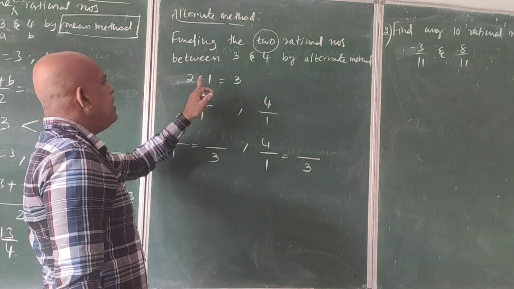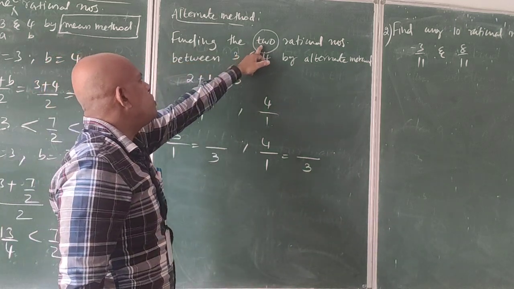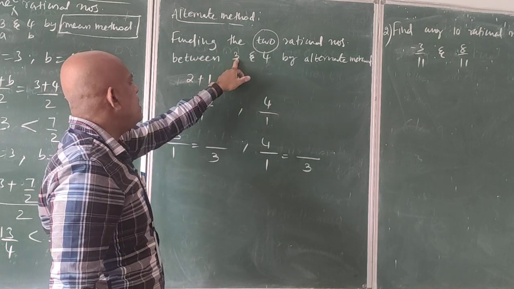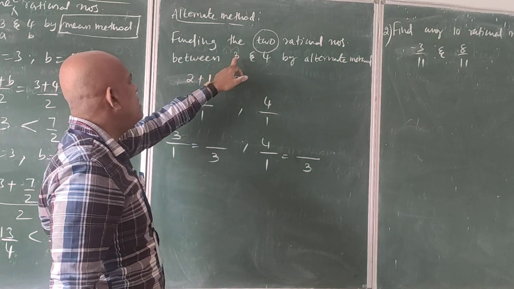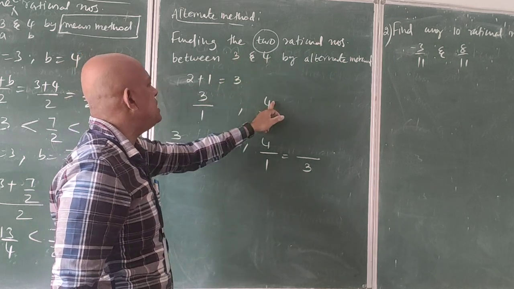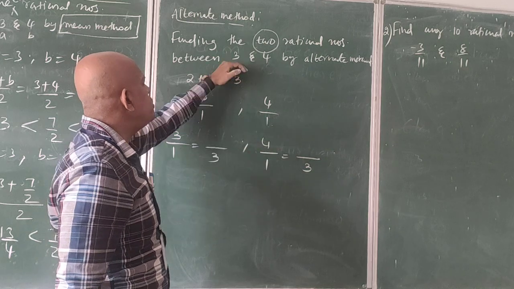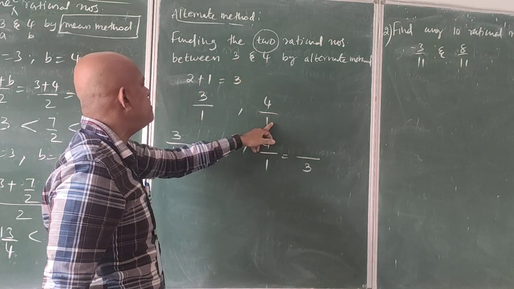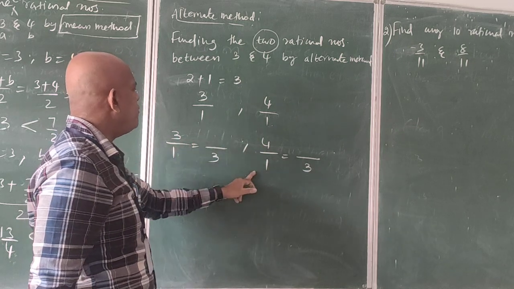So here again I will repeat. They ask for two rational numbers. 2 plus 1 is equal to 3. Keep it as is. The given numbers are 3 and 4. 3 is written as 3 by 1 and 4 is written as 4 by 1. Because there is no denominator for 3 and 4, we can write 3 by 1, which is nothing but 3, and 4 by 1, which is nothing but 4.